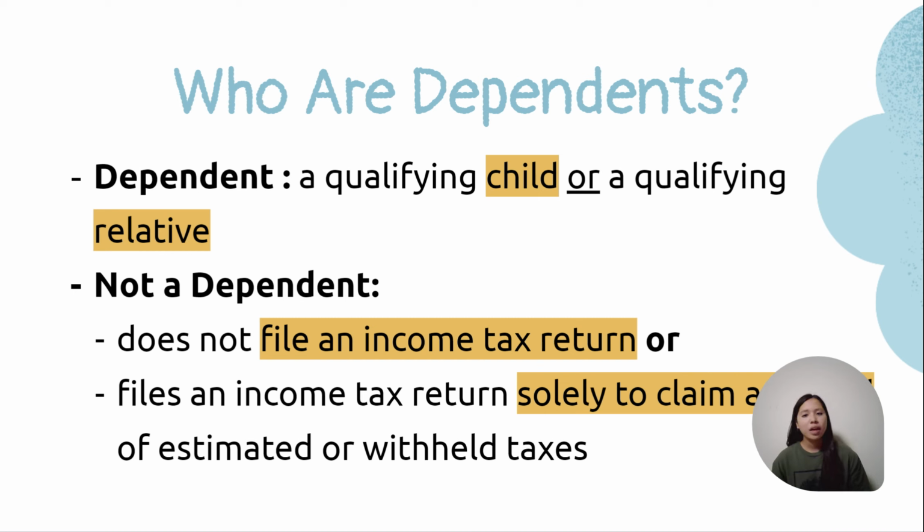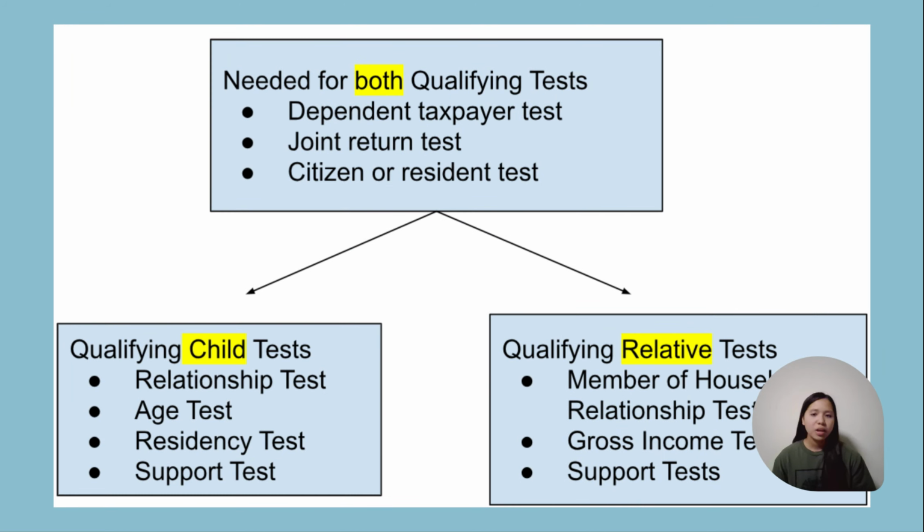But if you're to claim a dependent, they must be either a qualifying child or a qualifying relative. Now, what does that mean? This basically means there are two categories on which to classify your dependent. In order to first classify them, you need to pass all three of these qualifying tests to identify whether they can even be qualified as a dependent in the first place. These three tests are the dependent taxpayer test, the joint return test, and the citizen or resident test.